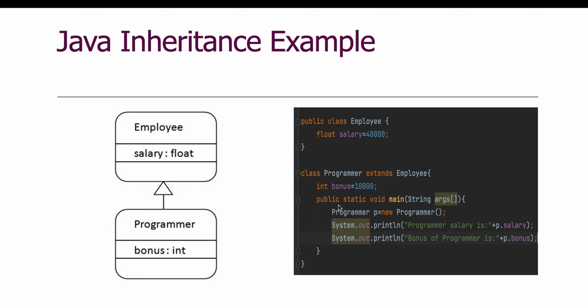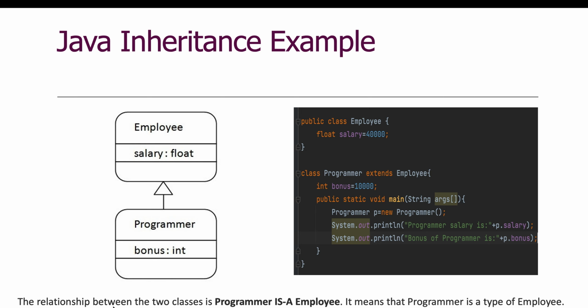So here Programmer is a type of Employee, and it is able to access its own properties and behavior, and also the superclass behavior. And why? Because of the inheritance concept, that is, it is extending the Employee class. So in a way we can say that the relationship between these two classes is like Programmer is an Employee. It means that Programmer is a type of Employee. That's why we say inheritance denotes an is-a relationship, meaning Programmer is a kind of Employee, if the definition is defined like this.